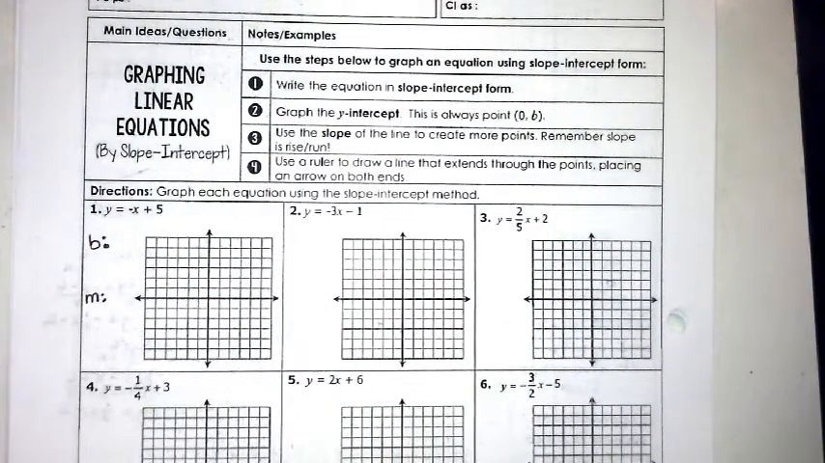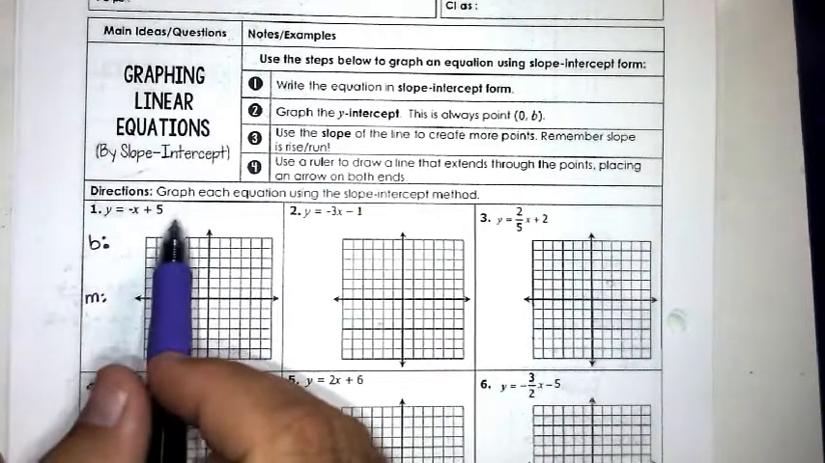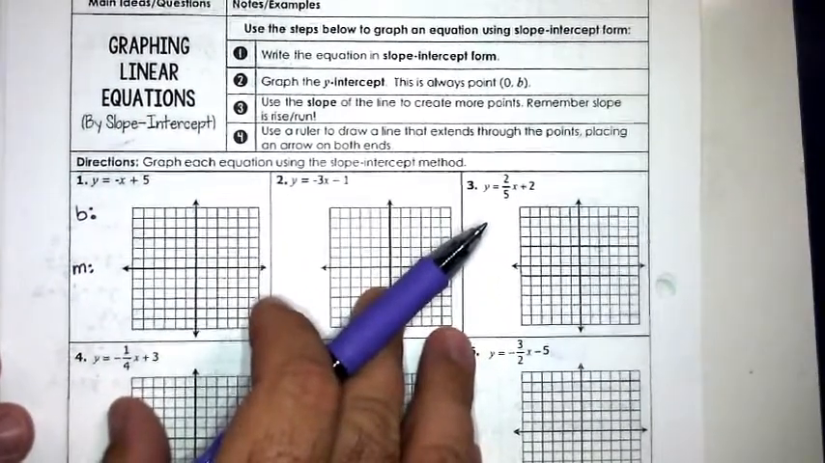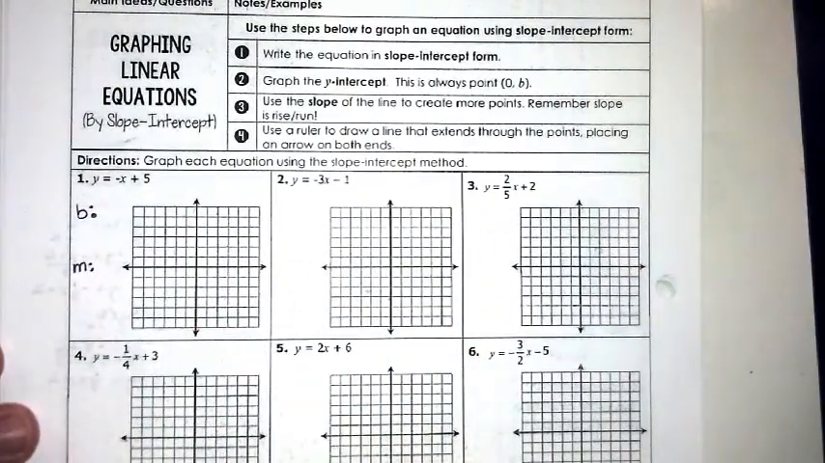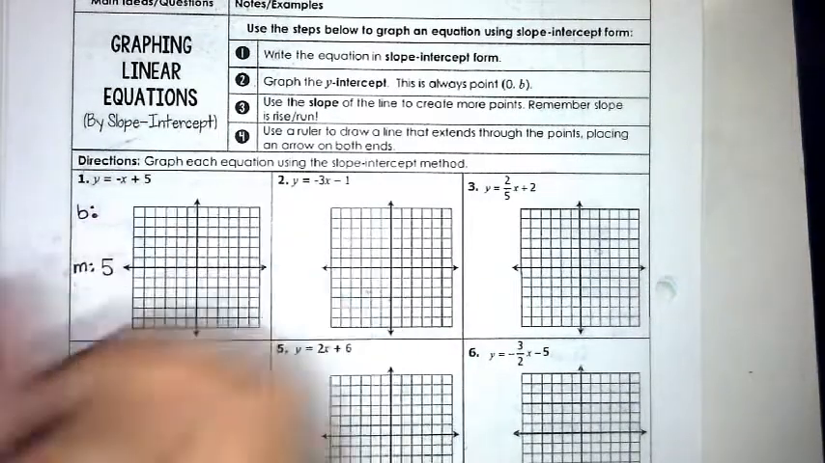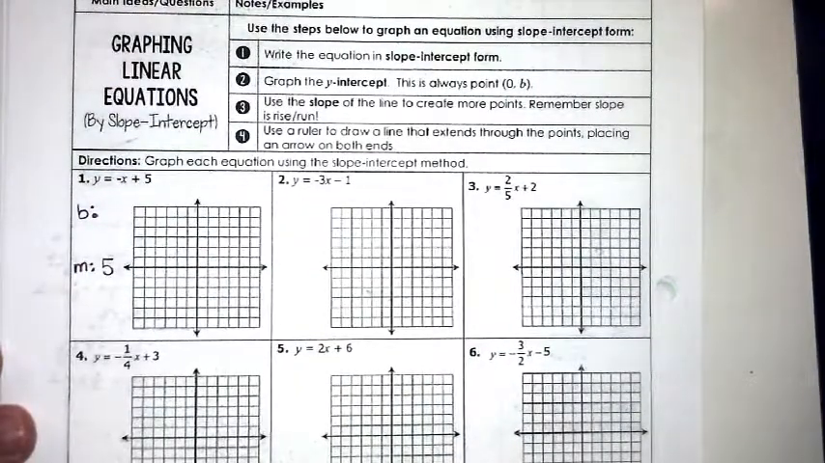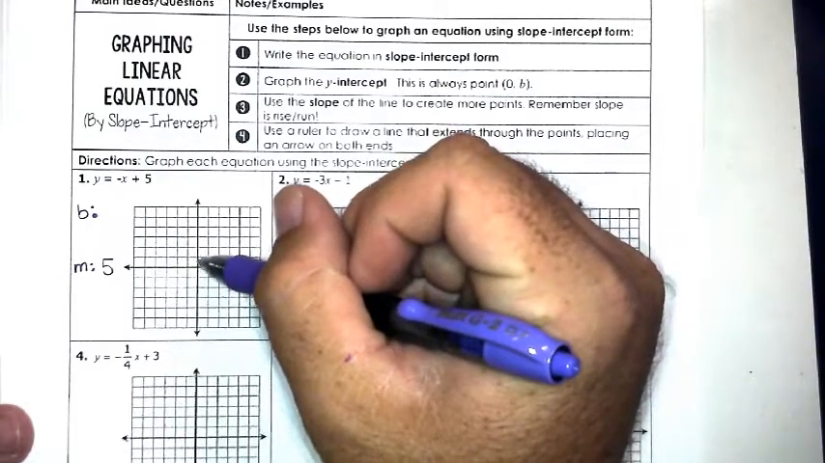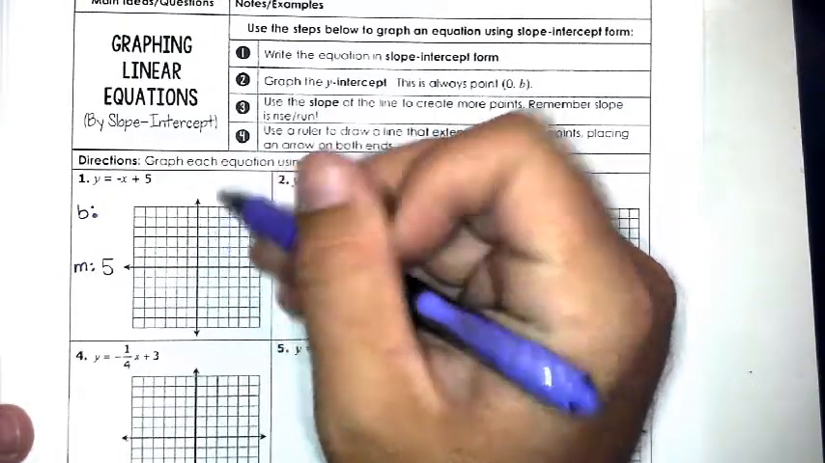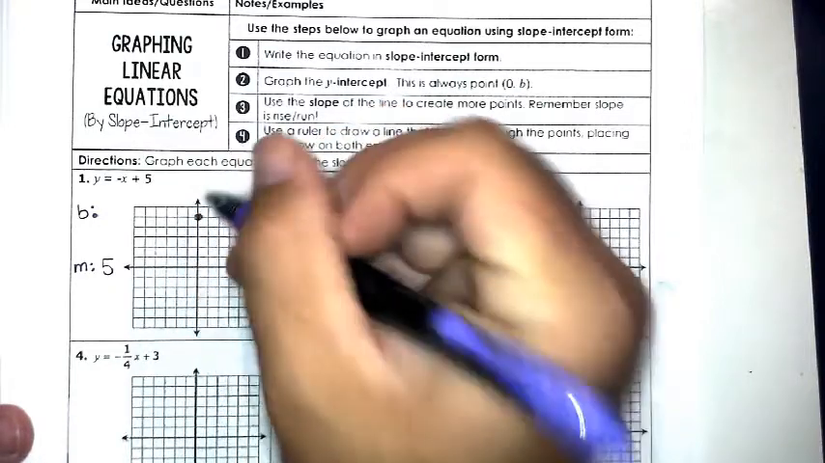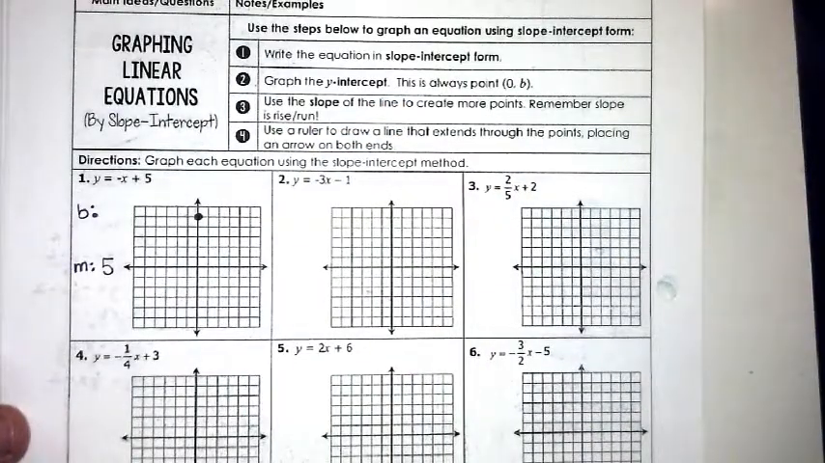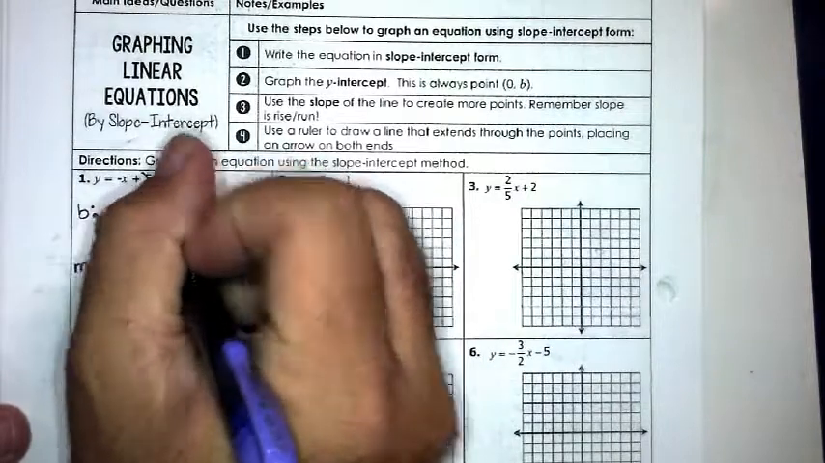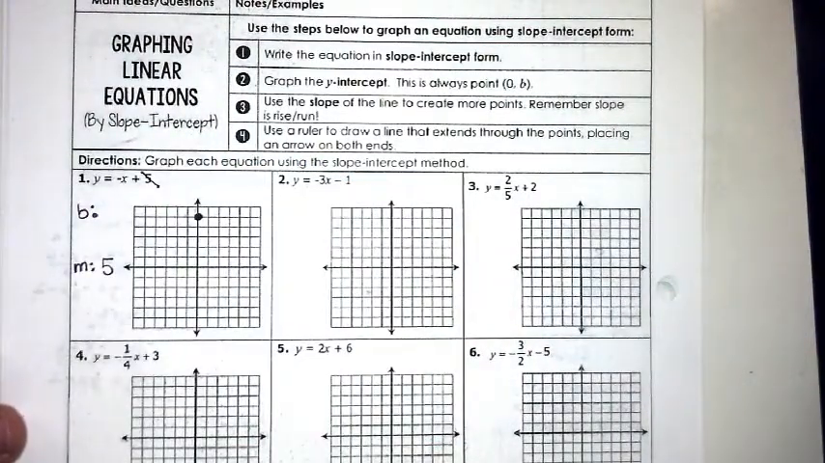Now, the y-intercept in y equals mx plus b is our constant. In this example 1, what is our constant in this problem? 5. Okay? So my constant is 5. Now, once I know that y-intercept, I'm going to go to the graph, and I'm going to go to y of 5. So 1, 2, 3, 4, 5. Since I have identified 5 as my y-intercept, I'm going to scratch it out.